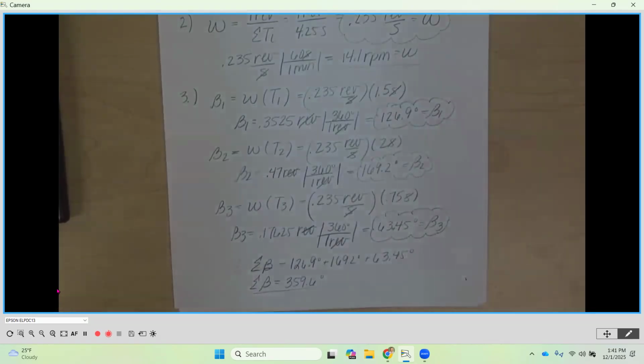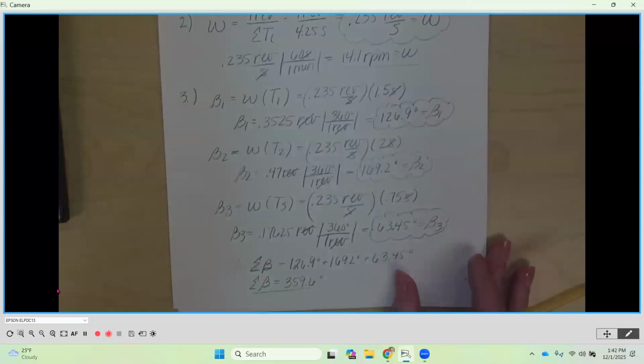Once I get done, these are the numbers I come up with, and they're slightly off from the book, just a little bit, but I did them a couple times and I'm very confident in my numbers. Did you guys get the same thing? Okay. And then when we add up the betas, I get 359.6. Make sure that you do that step. Again, it's just a confirmation that you have one revolution for each one of your times added up.